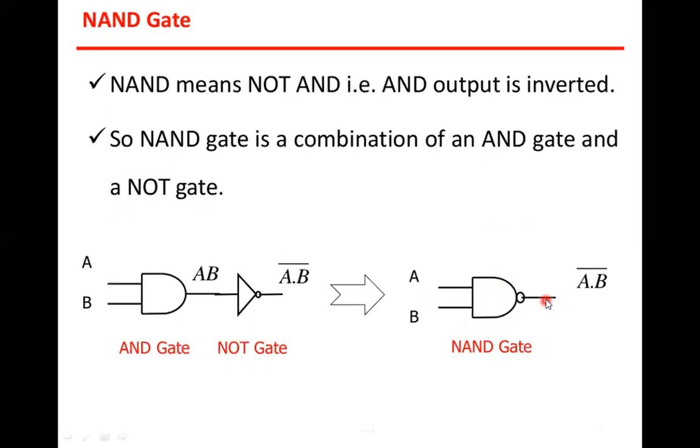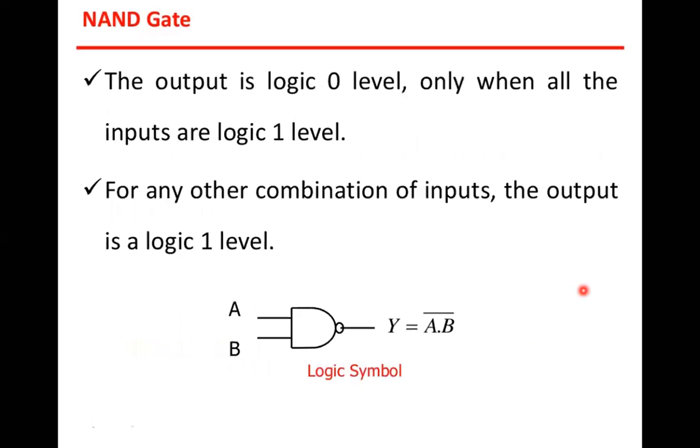Just taking an AND gate and putting a bubble will make it a NAND gate, and the output will be A dot B bar. The output is logic 0 level only when all the inputs are logic 1 level. Now just understand, this will be a reverse of an AND gate. For any other combination of inputs, the output is logic 1 level. This is the symbol, as we have already seen.